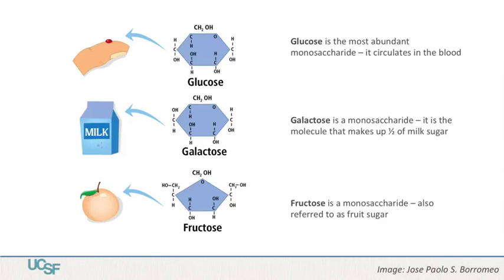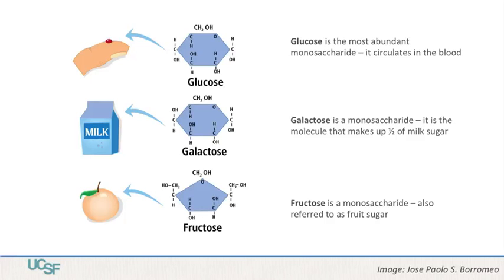So we'll jump back one to the monosaccharides, looking a little bit more closely at glucose, galactose, and fructose. The way you can remember glucose is that it's the most abundant of the monosaccharides. It circulates regularly in your blood. So when we study diabetes, we'll look at your blood sugar levels, referring to your blood glucose levels.